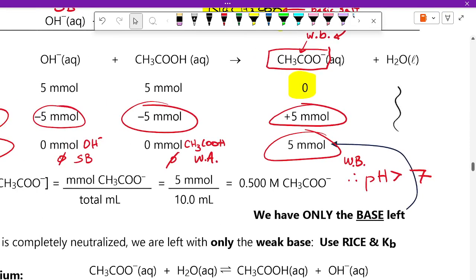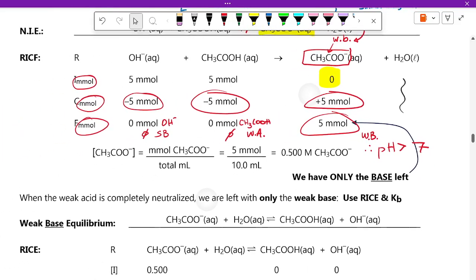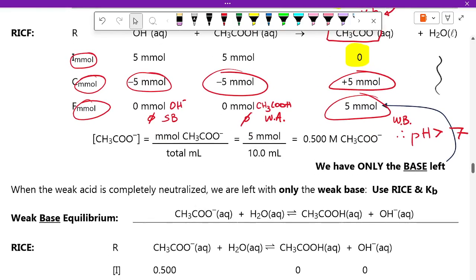Most of you did that on your quiz. There were a couple people who used Ka. I was disappointed, but that's okay. Happens every year. Don't feel bad. You're in good company. Every year, someone uses Ka. A few people use Ka. It's all right. And then you learn, and then it's okay.